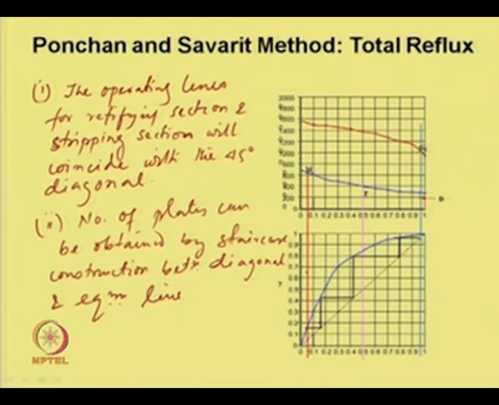Start at the point of xd, this is the point of xd. So, locate this point, this is the feed point zf and this is xw. So, these points are located and then we know the equilibrium curve. So, join them, this is 1, 2, 3 and 4. So, this is the number of plates at total reflux.